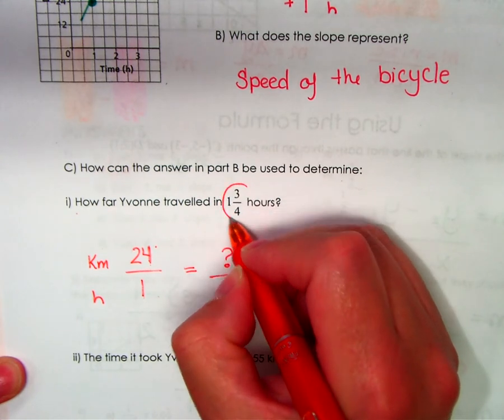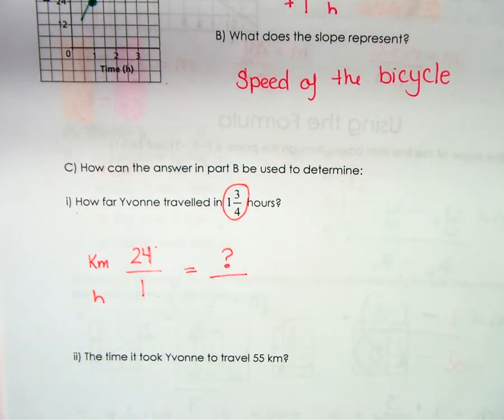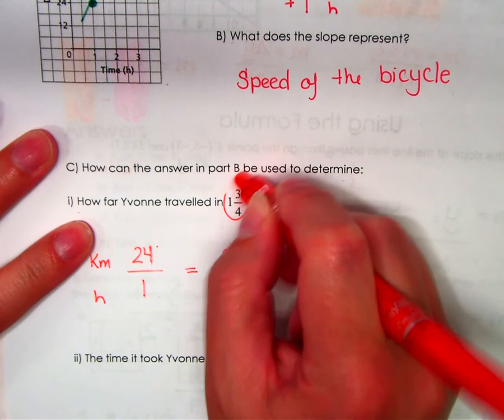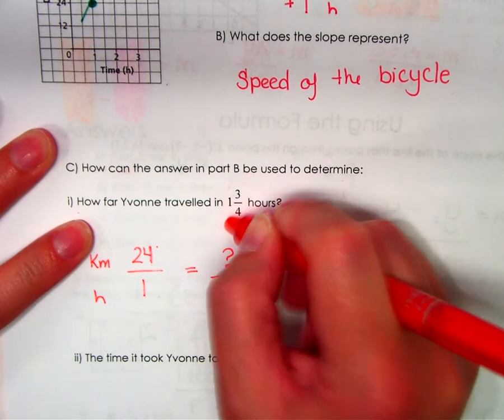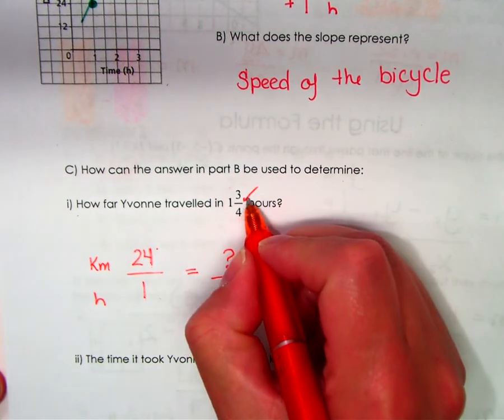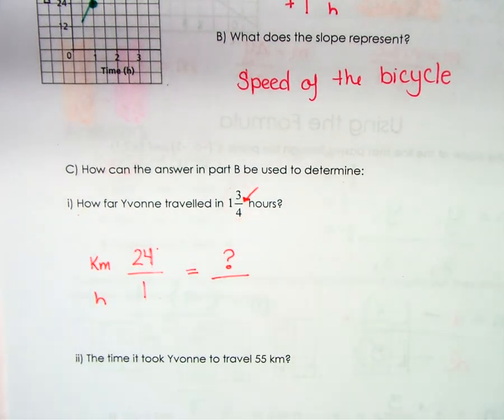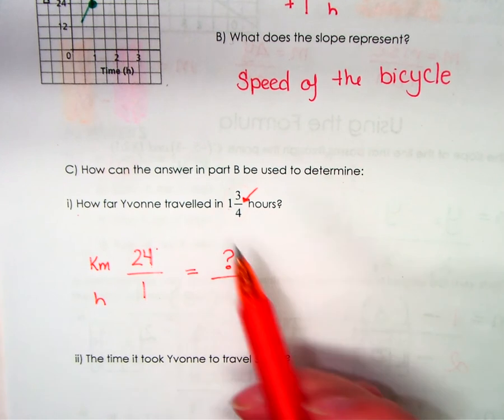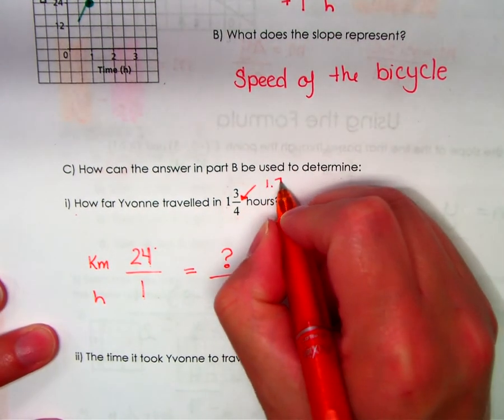Can we put this into a decimal for me? No fractions. How about this? Can we put 3/4 into a decimal for me? How would we convert 3/4 into a decimal? What does that line mean in between them? Division. So if we take 3 and divide it by 4, what would we get? 0.75. 0.75 plus the one that we went, so that would be 1.75.